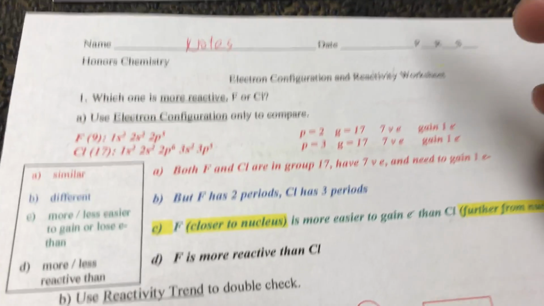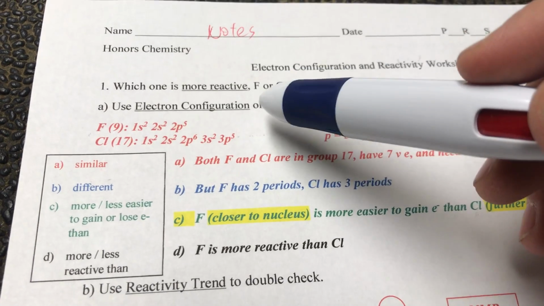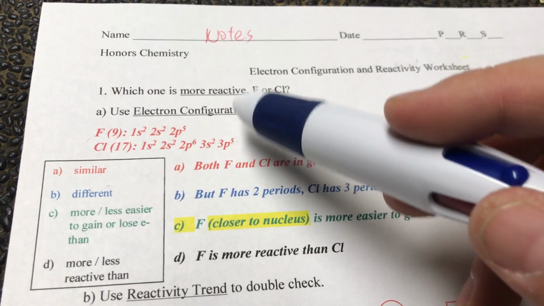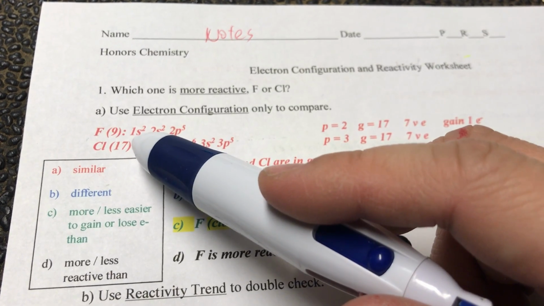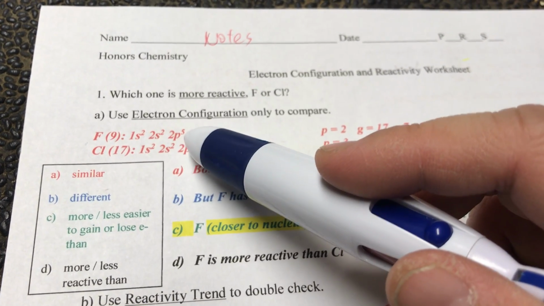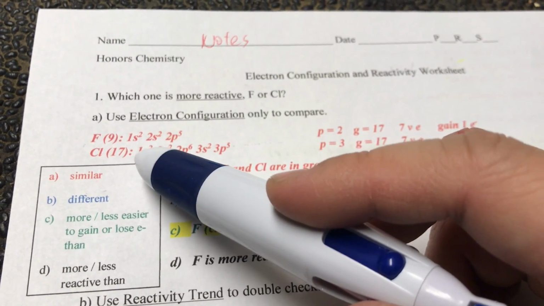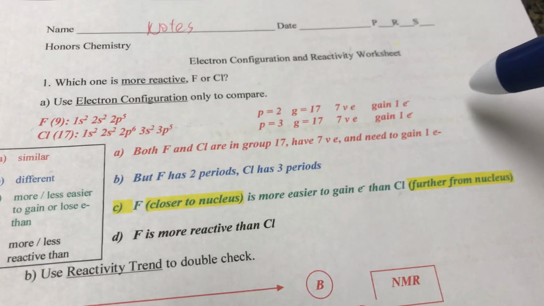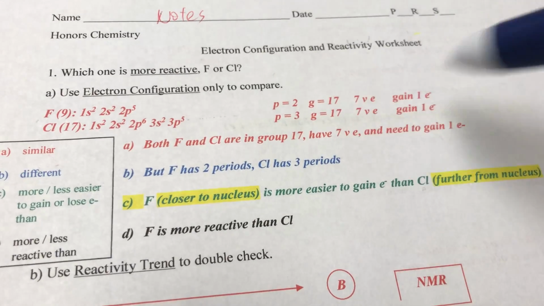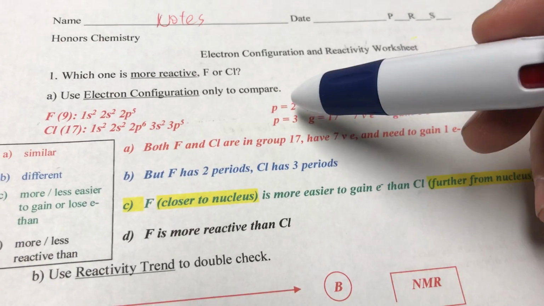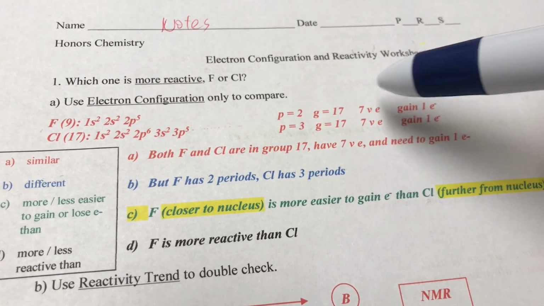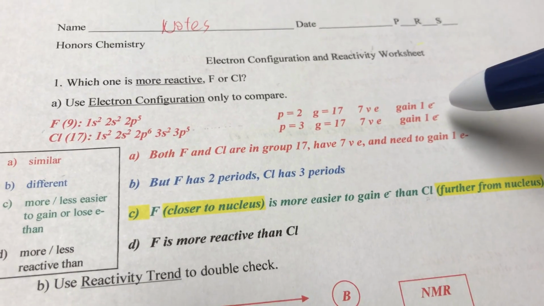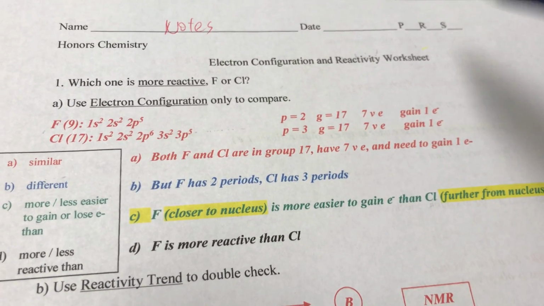Okay, so let's see. The first question is which one is more reactive, F or Cl? So we write down the F atomic number and the electron configuration, and Cl the atomic number and electron configuration. And for electron configuration comparison, we have four things to compare all the time: the period, the group number, how many valence electrons, and how many they gain or lose, or they don't gain or lose at all.